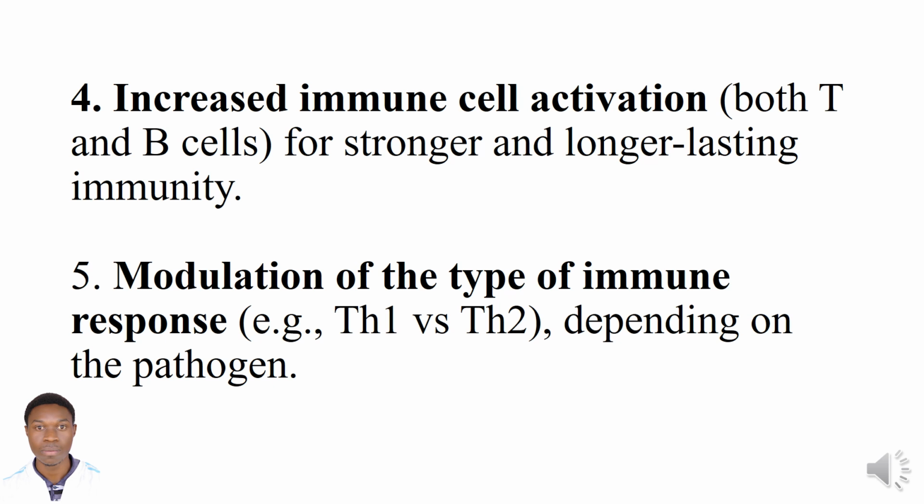For instance, Th1 responses are more effective against viral infection, while Th2 responses are better for defending against extracellular pathogens like bacteria. And again, in this modulation of immune response quality, there is enhancement of cross-protective immunity, where certain adjuvants can also help generate broader protection against related strains or variants of a pathogen by inducing cross-reactive immune responses.